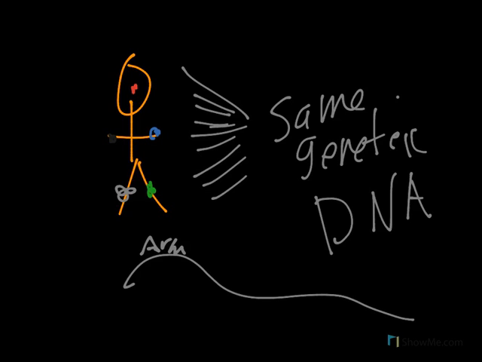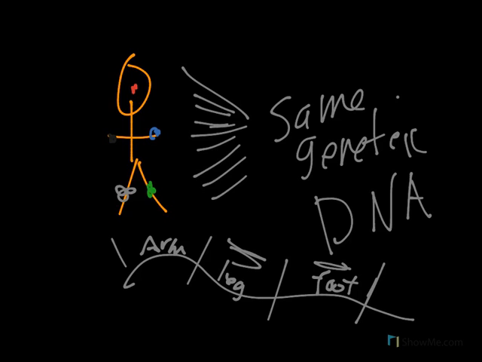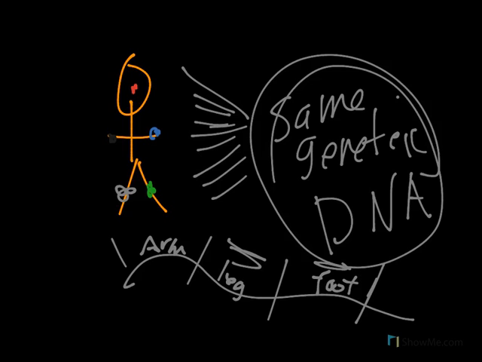and then this part might here be leg cell. And this one might here be foot, or whatever. Each one is read in the appropriate place, and that's why you end up with an arm cell where your arm is, and then it reads this one for your leg cell and this for your foot. And so all of your cells have all of the same genetic DNA.